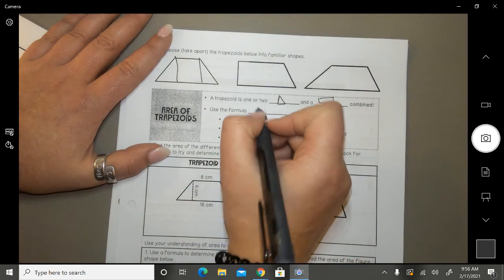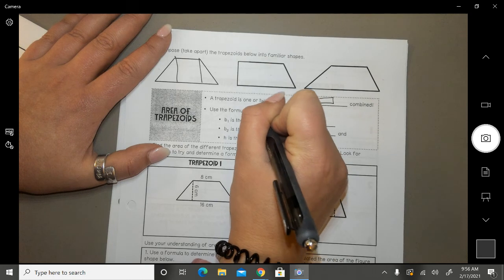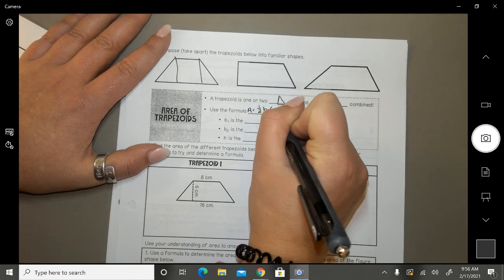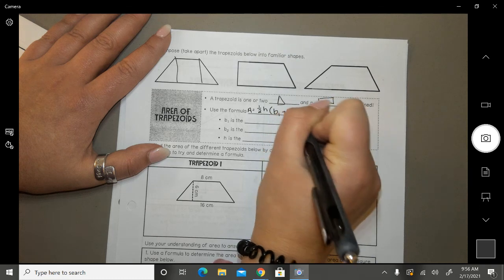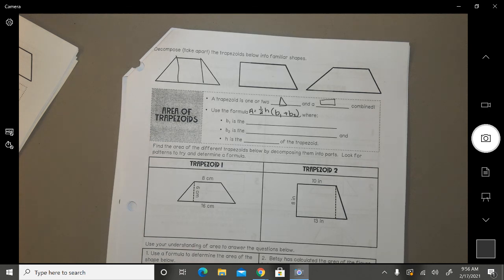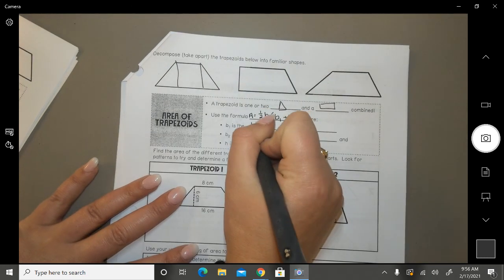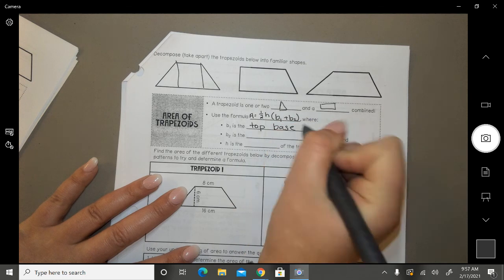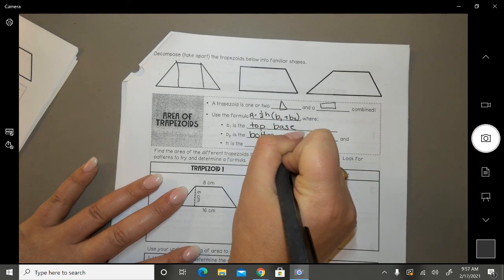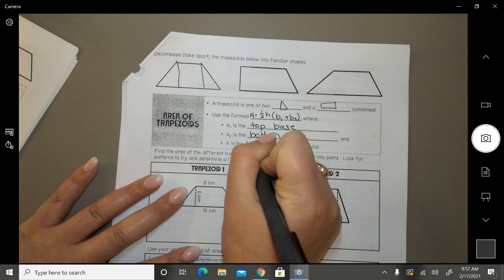Okay. The formula is area equals 1/2 H times (B1 plus B2). You're not going to get this formula on the milestones. You're going to have to memorize this. 1/2 H, parentheses, B1 plus B2, in parentheses. B1 represents the top base. B2 represents the bottom base. And H represents the height.